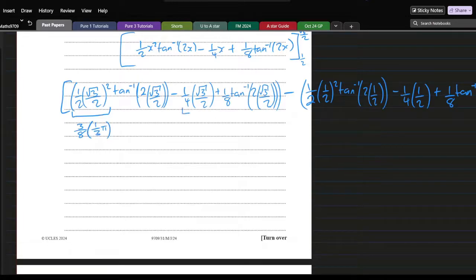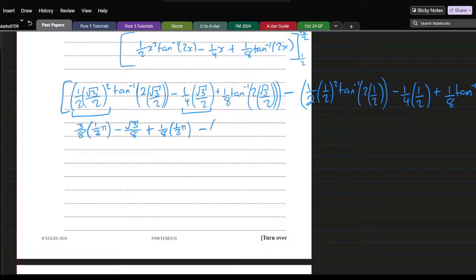And now we need to evaluate negative 1 over 4 times root 3 over 2, and that gives us negative root 3 over 8. Okay, and then we've got plus 1 over 8 arctan of root 3, so that's a third pi.